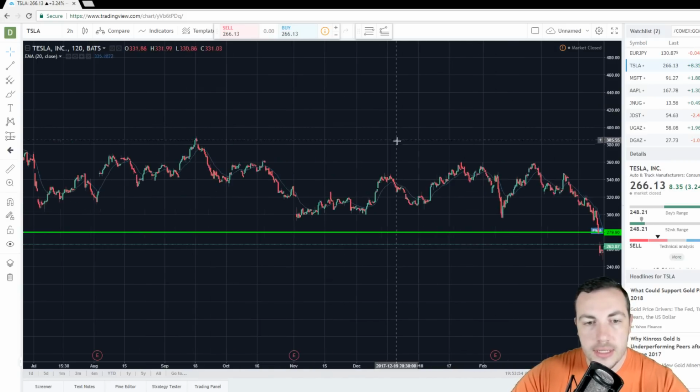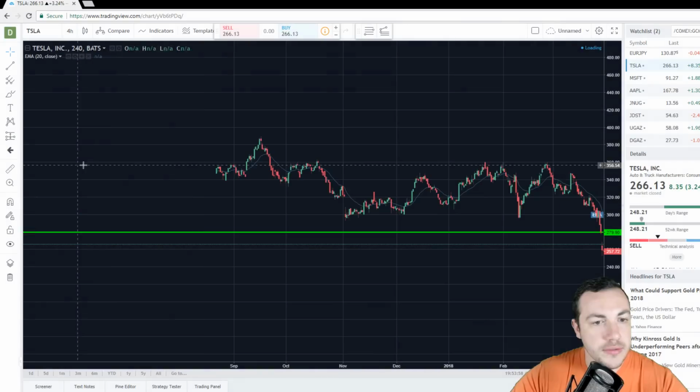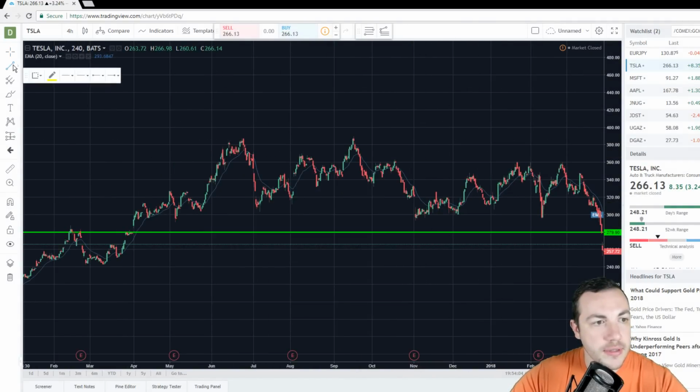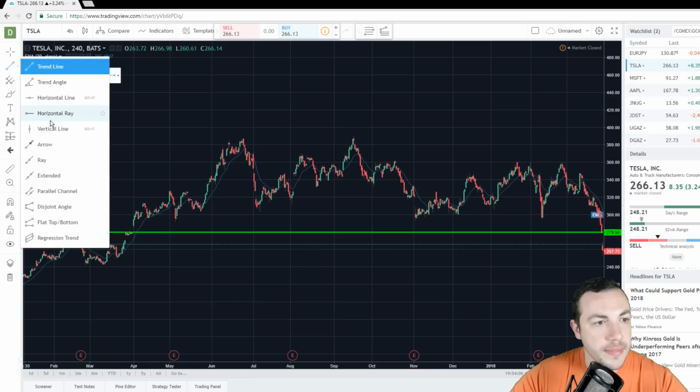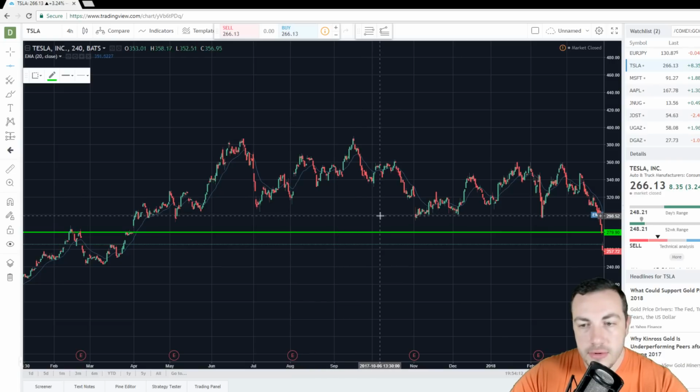So let's see. So here you can see it. We are on the, let's go to the 4 hour. So everybody was watching it right at this level. Here we go. So everyone's watching Tesla fall. And if you notice right here, we'll do zones.